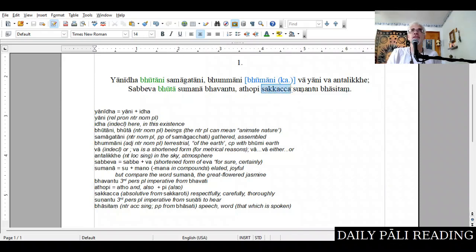So this is basically an adverb. This is being used adverbially. And just to be a little more explicit here, this bhāsitaṃ is what is going to follow. So what we get from verse 2 on is going to be the content of this bhāsitaṃ.